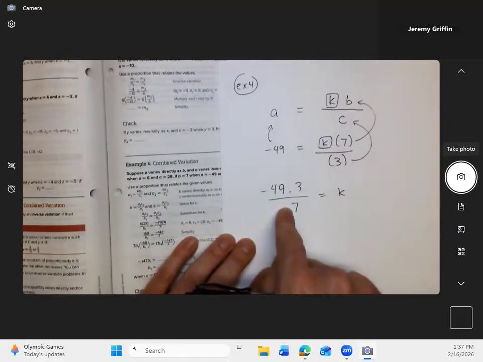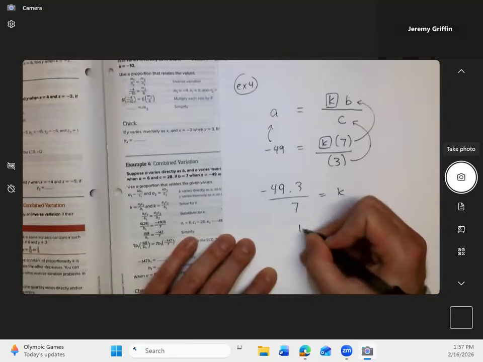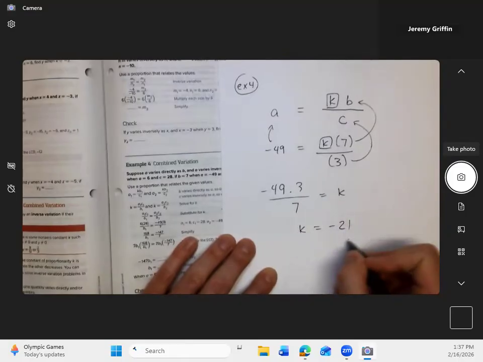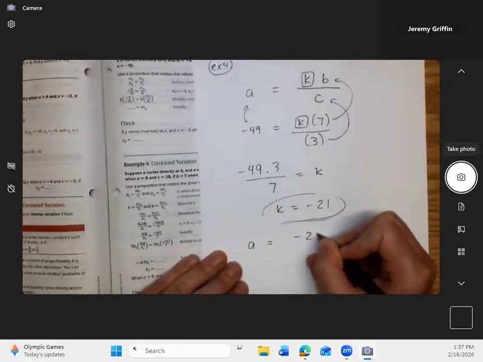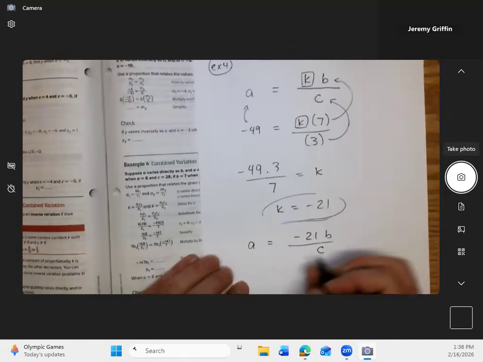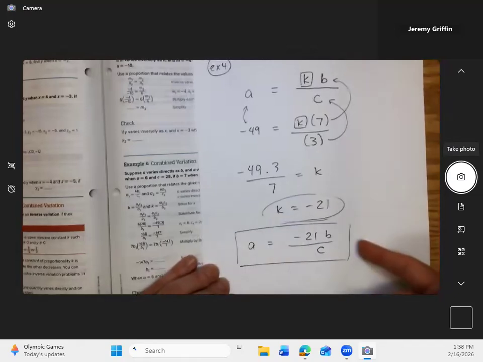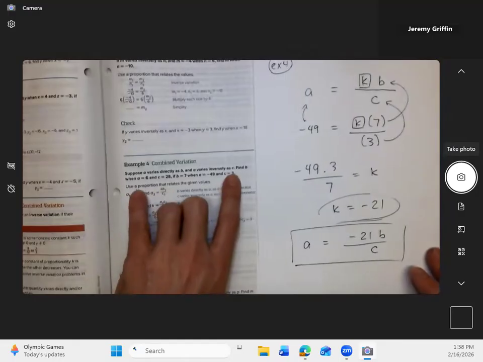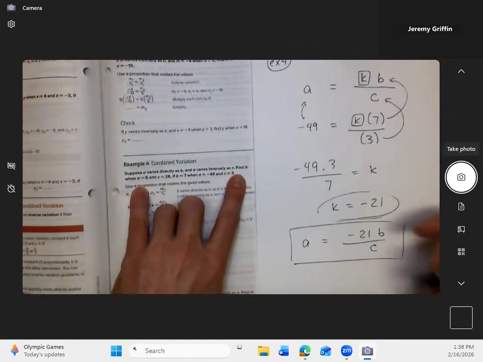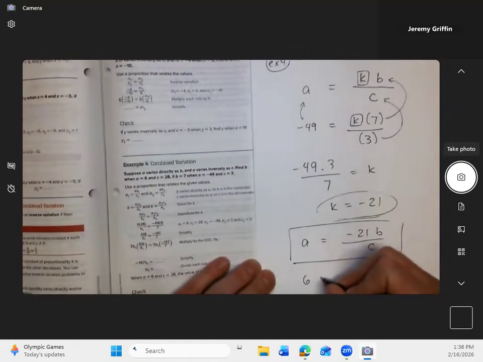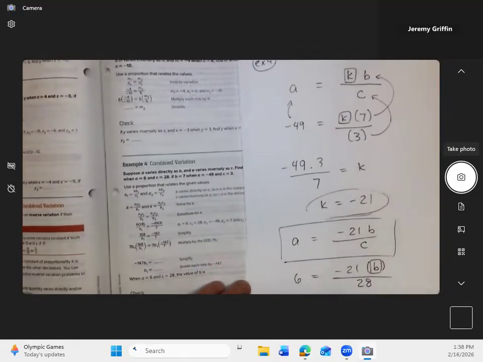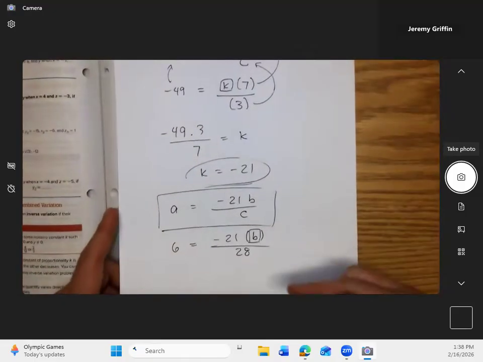Now I know 49 over 7 is 7, times -3 is -21. So K is -21. Now that I got that, I know that A is always equal to -21 B over C. So I'm going to play out this formula, and now we can go answer their question. They said, find B. So I guess we're solving for this up here, when A is 6 and C is 28. A is 6. We're solving for B. C is 28. You like that? That right?